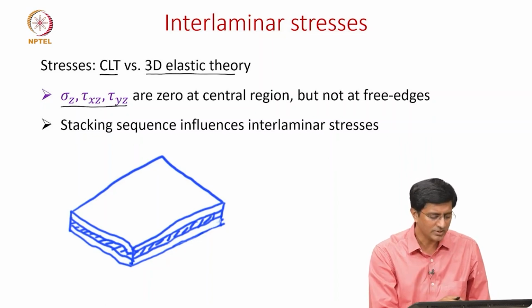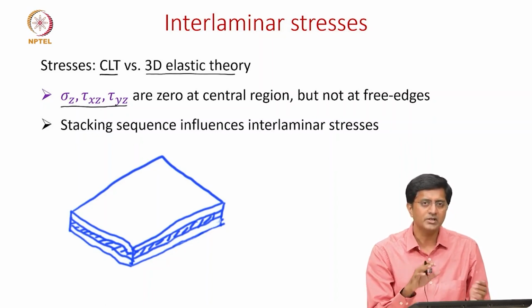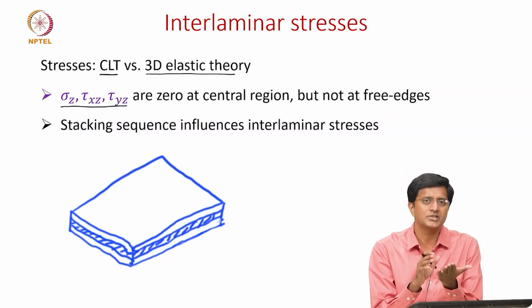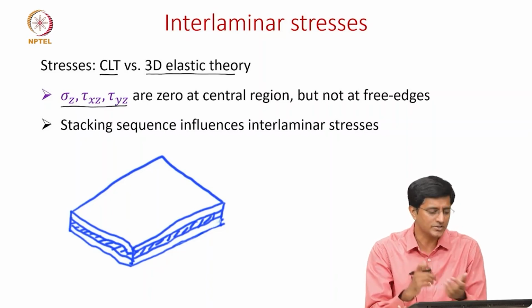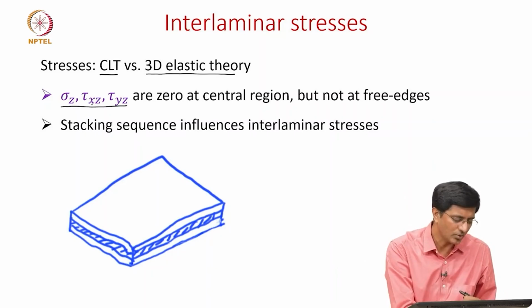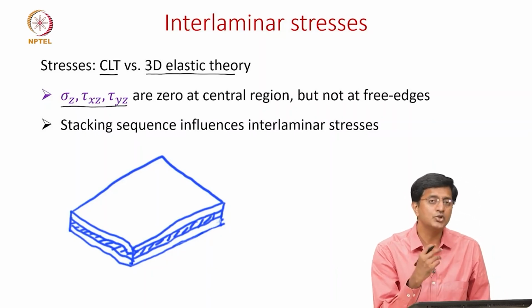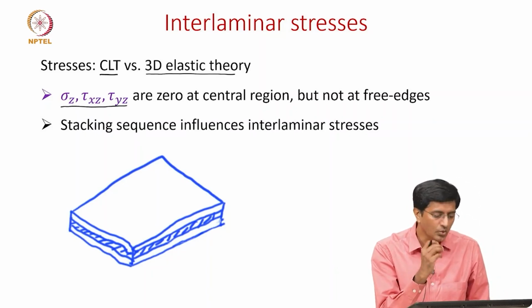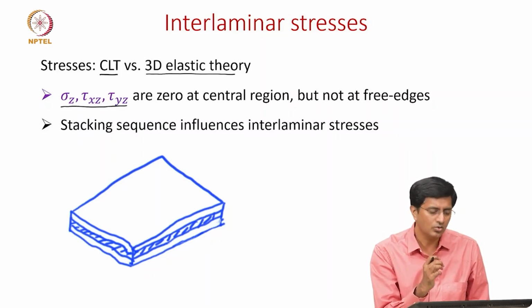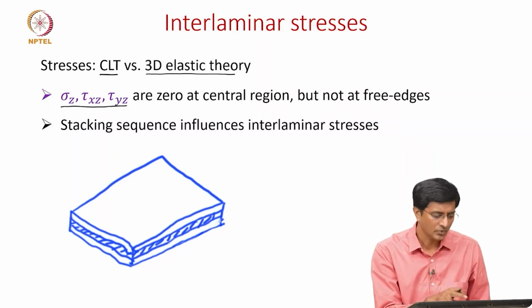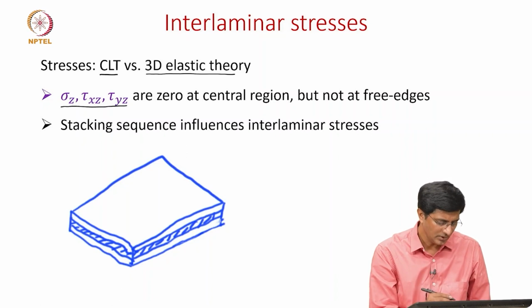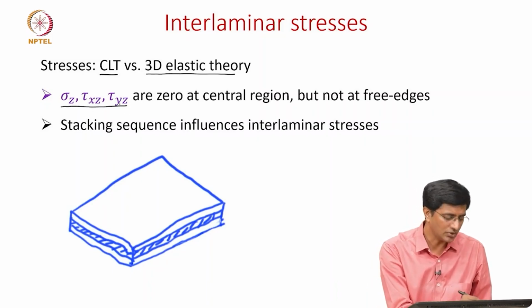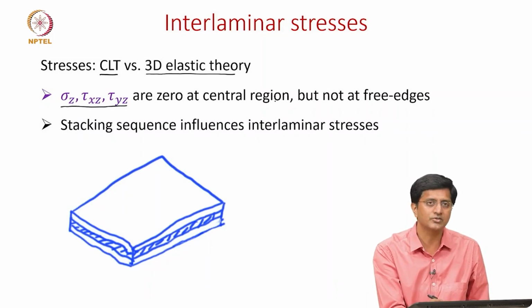Earlier when we discussed classical laminate theory, we said each layer is in plane stress. What does that mean? We are only focusing on stresses in the plane, which are sigma x, sigma y, and tau xy. But the out of plane stresses, which are shown here, sigma z, tau xz, and tau yz, we assumed to be 0. Now the question is to relook at that assumption and see how truthful it is. Once this comparison is made with the 3D stresses, what people found out is this assumption is true, that these out of plane stresses are 0 at the central region of the laminate.